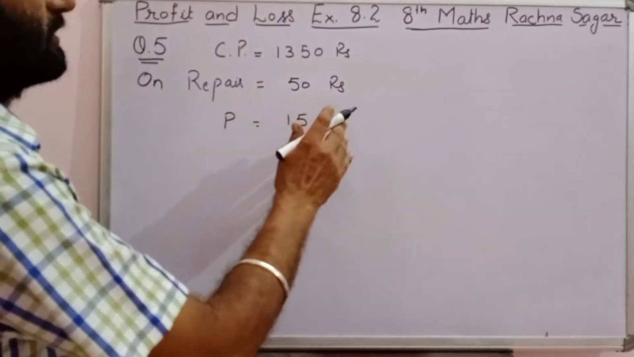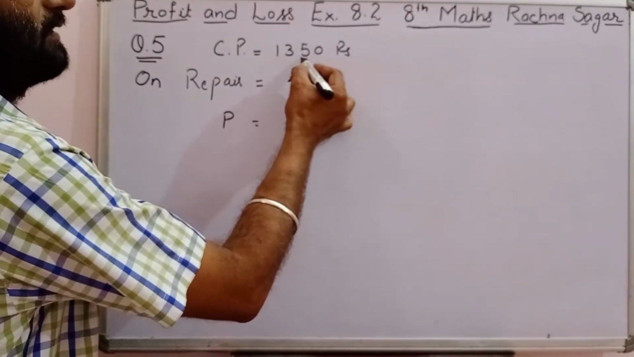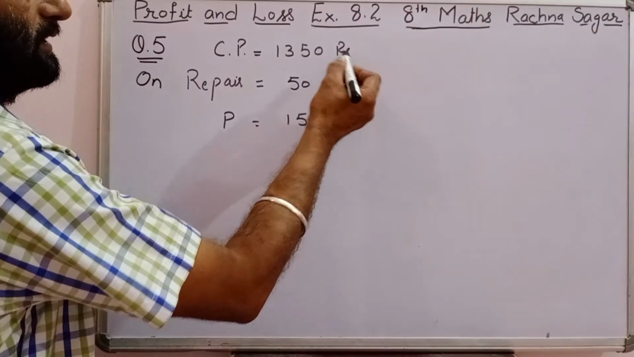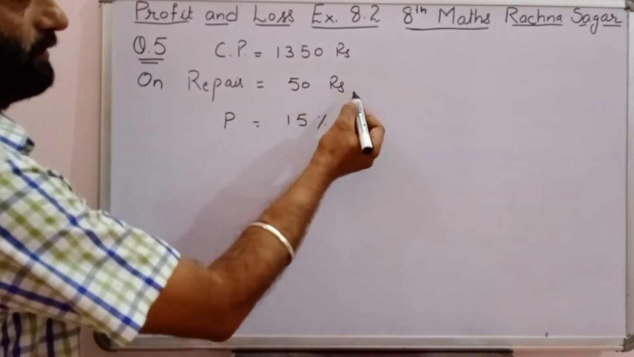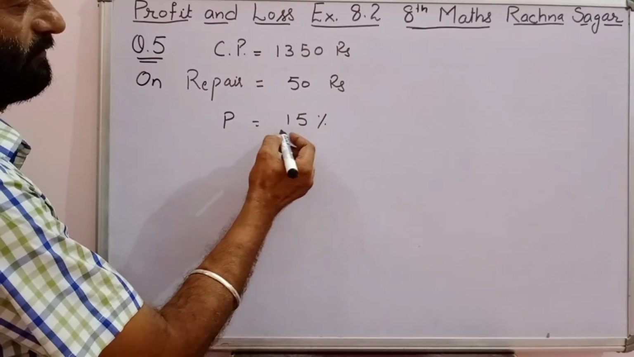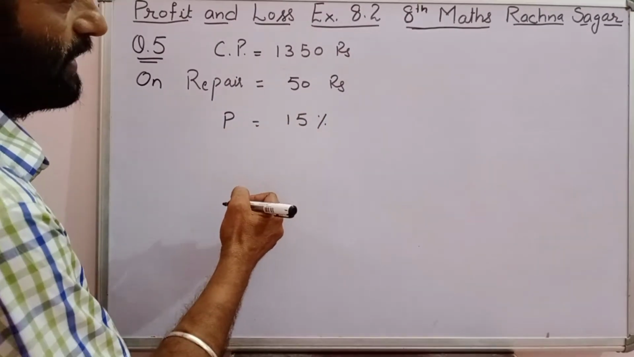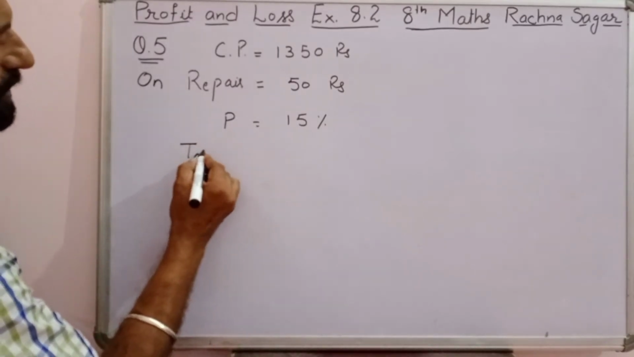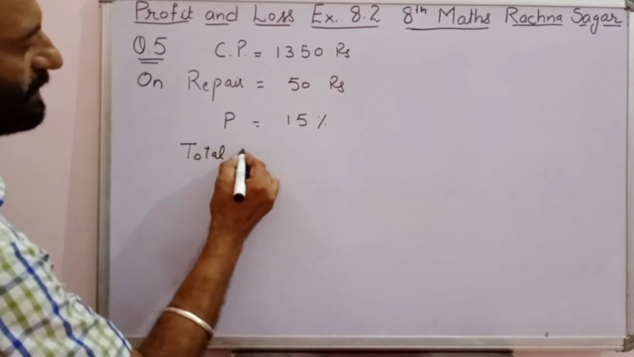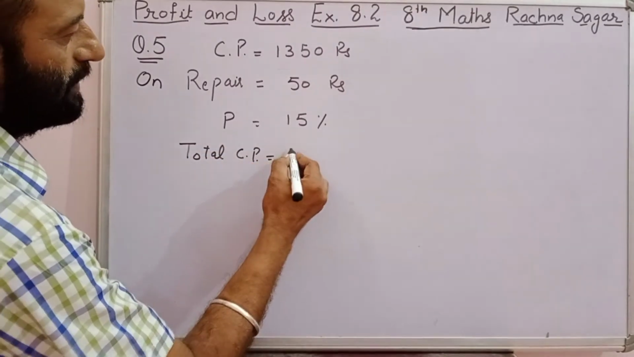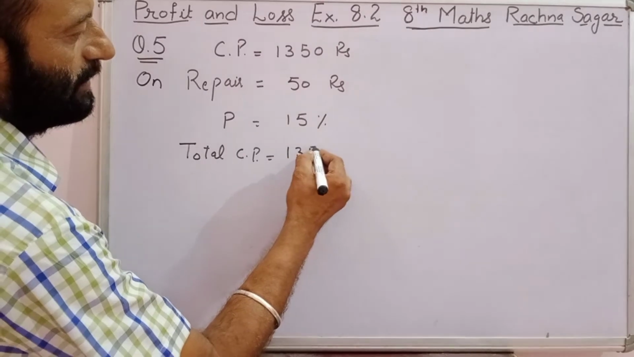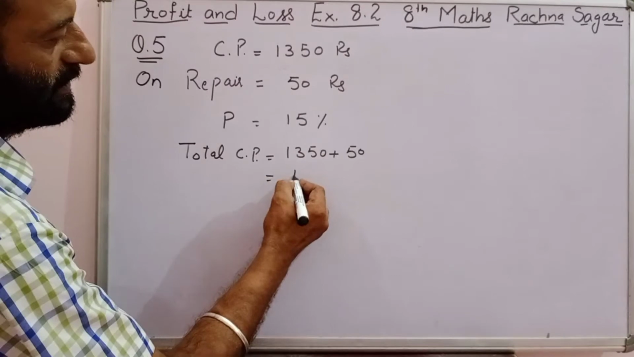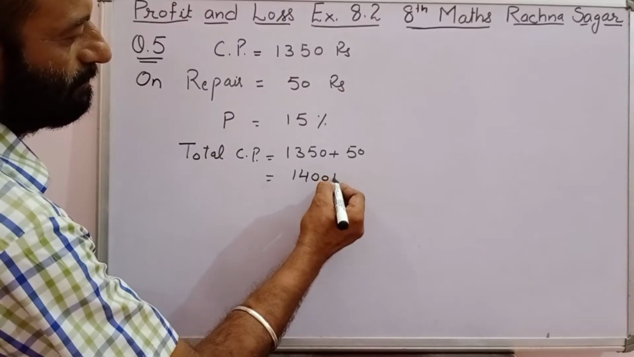Question number 5. A man bought a wristwatch for rupees 1350. So CP of the wristwatch is 1350 rupees. He spent rupees 50 on repair and sold it at a profit of 15%. Find the selling price of the wristwatch. Now total CP of the wristwatch is equal to CP, that is 1350, plus money spent on repair, that is 50, so it is equal to 1400 rupees.